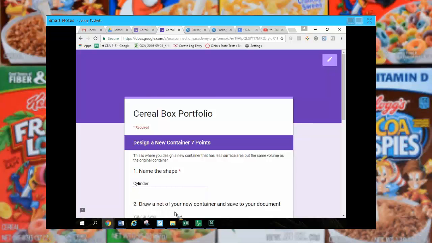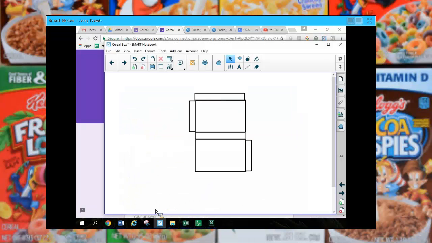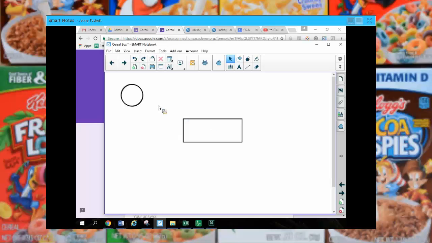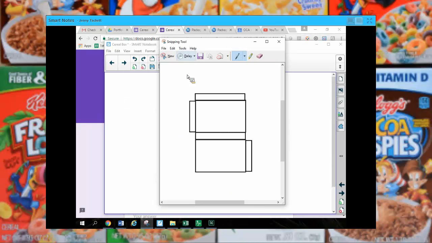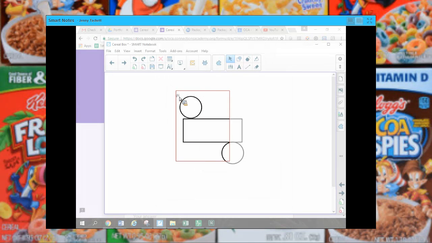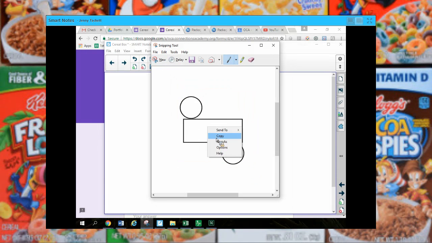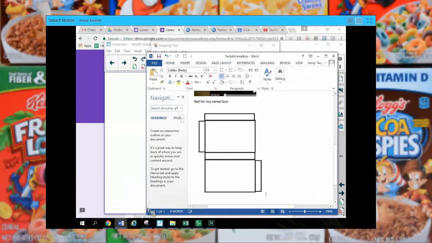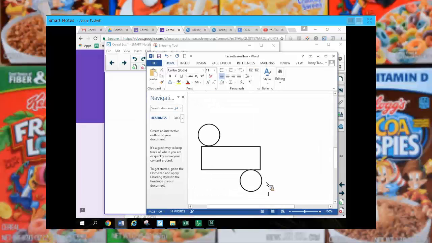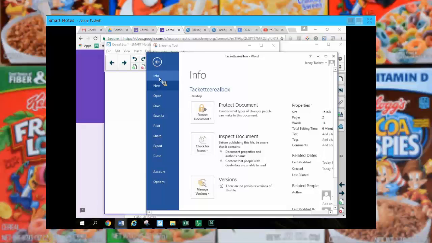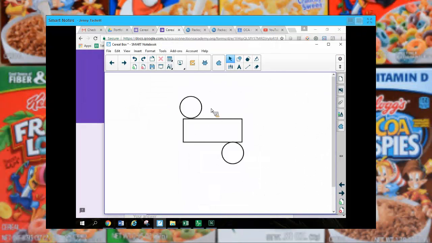Next, I am to draw a net of my new container. Well, a cylinder is a rectangle and 2 circular bases. So my net would look like this, and I am expected to put that into my drawing as well. So net of the new container. Notice I'm just saving it as a Word document at this point.